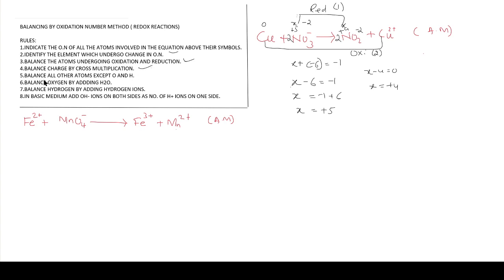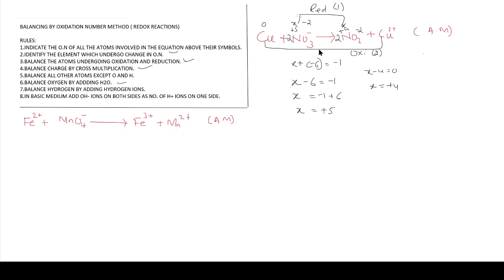And coming to the fifth step, balance all other atoms except oxygen and hydrogen. So you could see copper has been balanced here, nitrogen is also balanced here, only oxygen remains. So moving to the next step where we will be balancing the oxygen here. Balance oxygen by adding H2O. For balancing oxygen, what will we have to add?